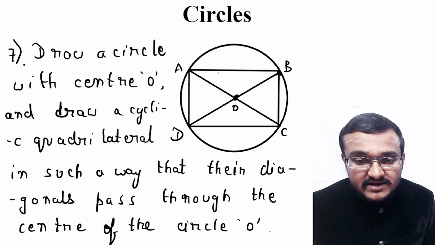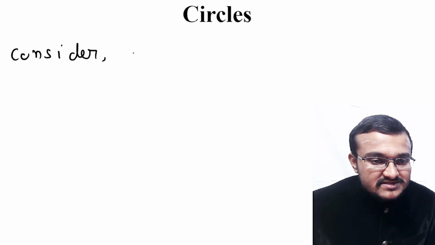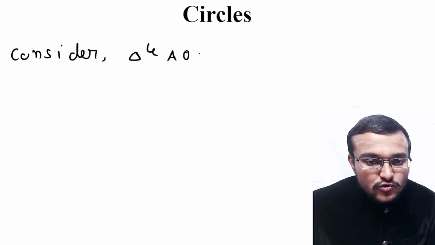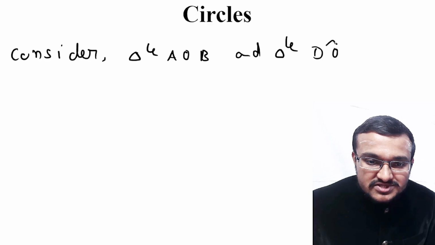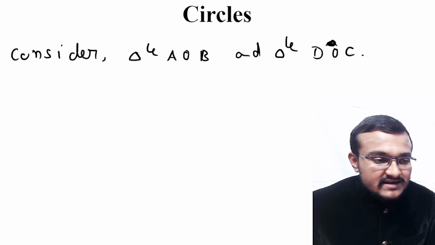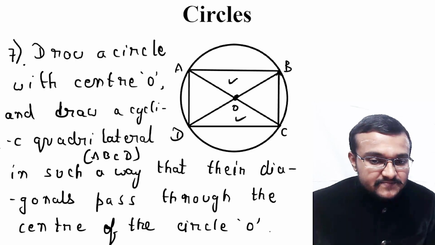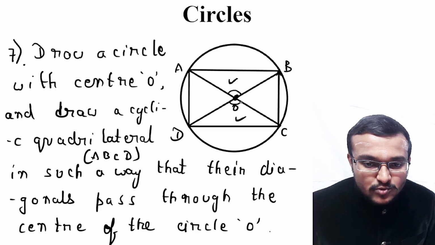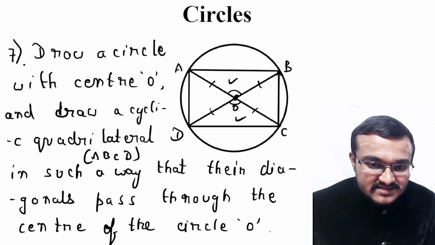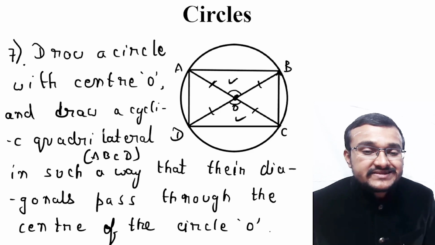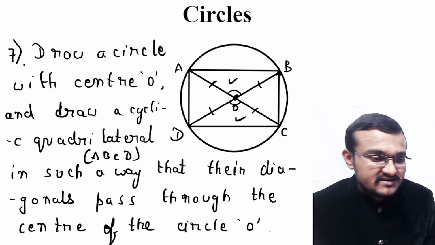In order to prove that, we will consider triangle AOB and triangle DOC. Here AC and DB are straight lines, so these two angles act as vertically opposite angles. This side is equal to this side because they are the radii of the same circle.